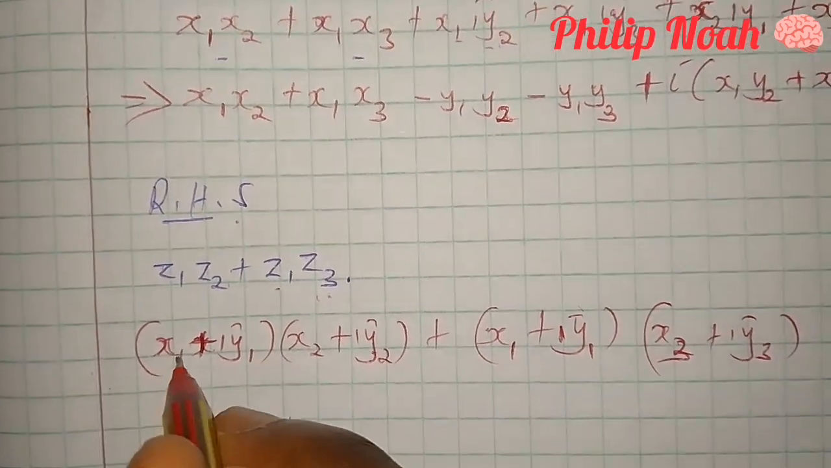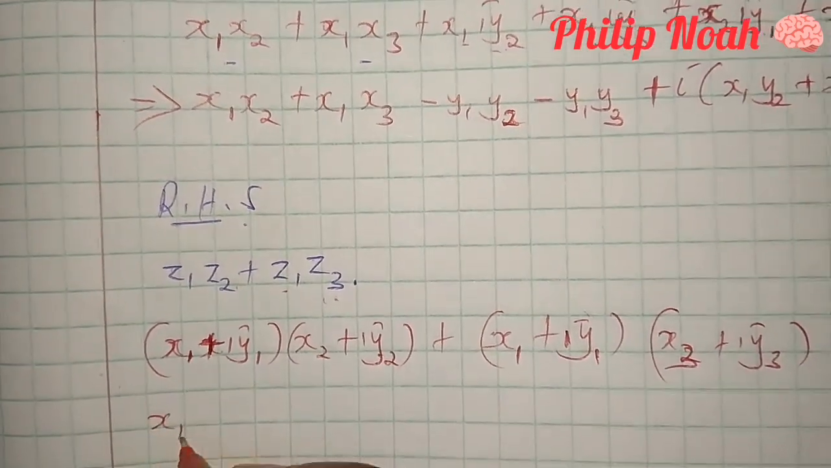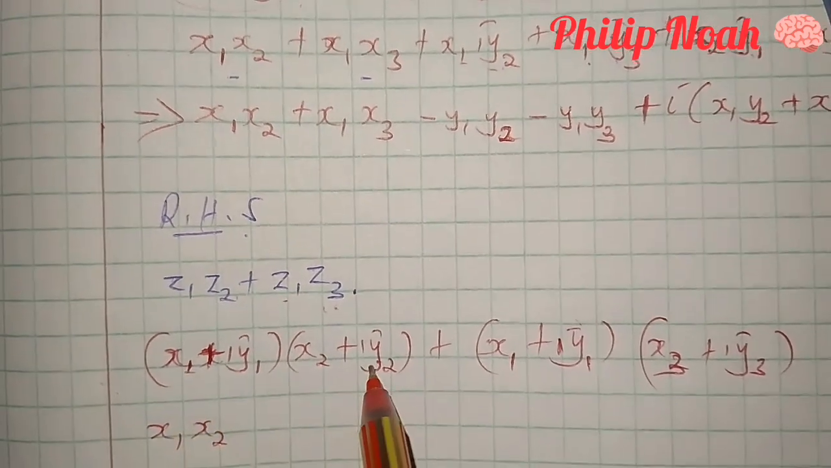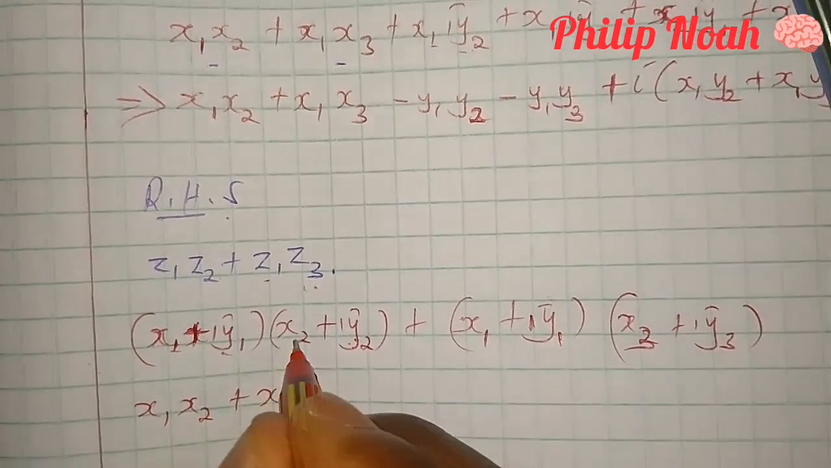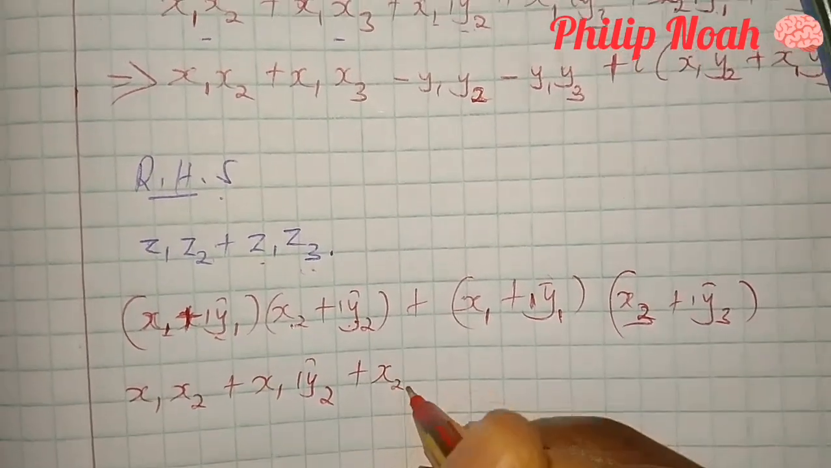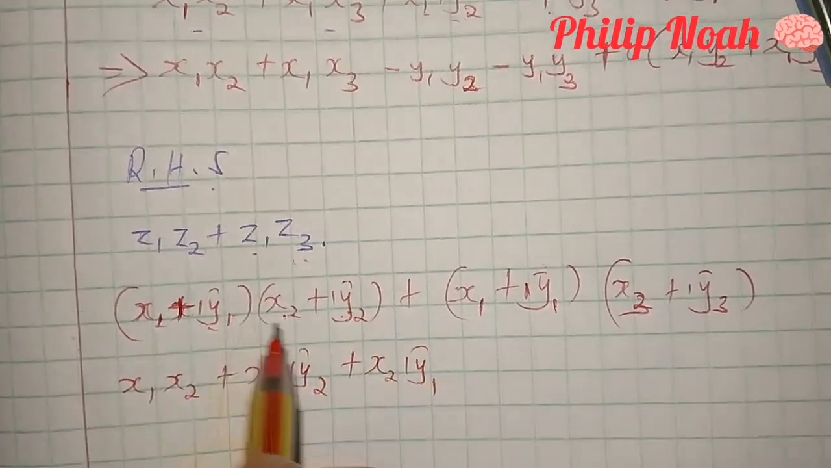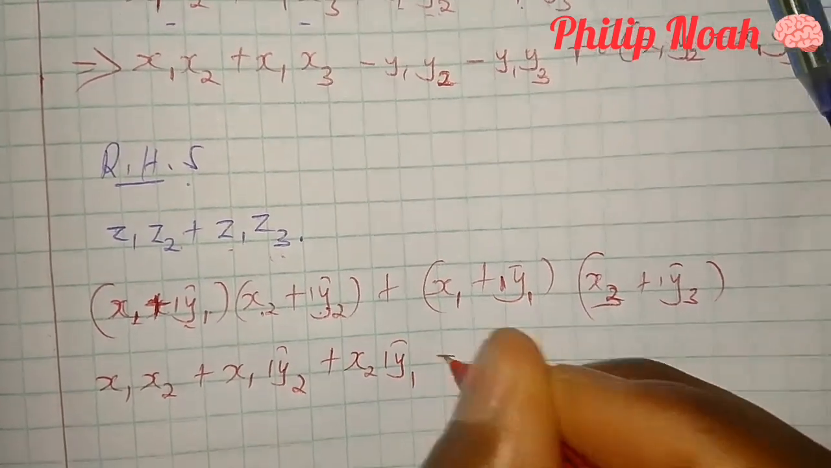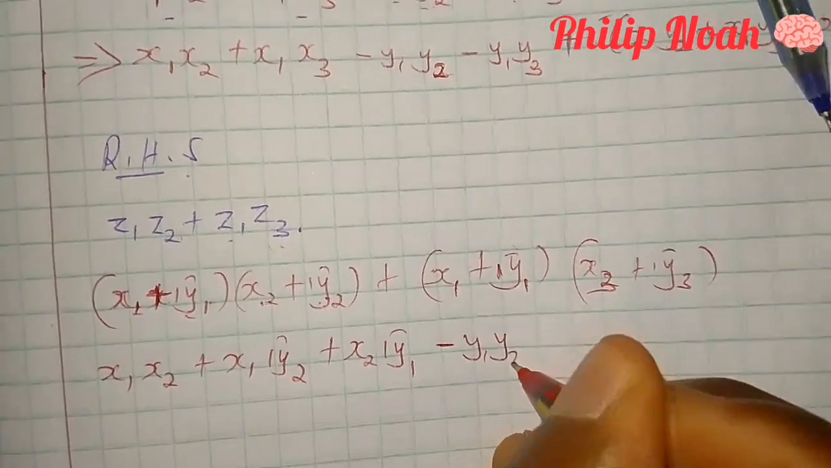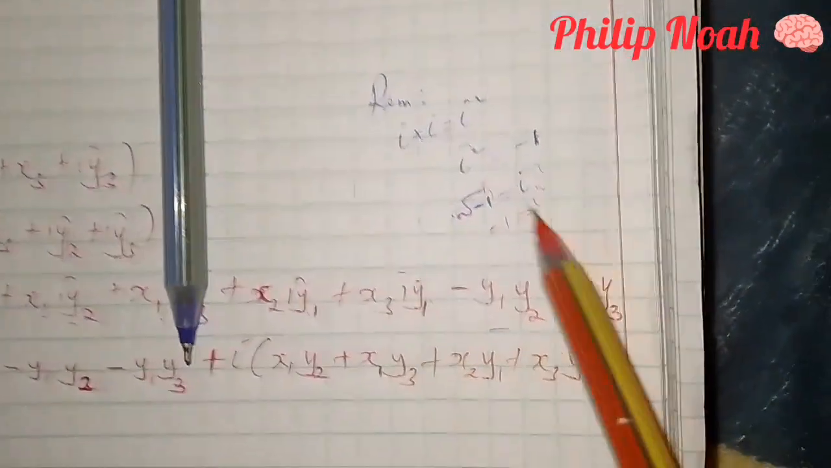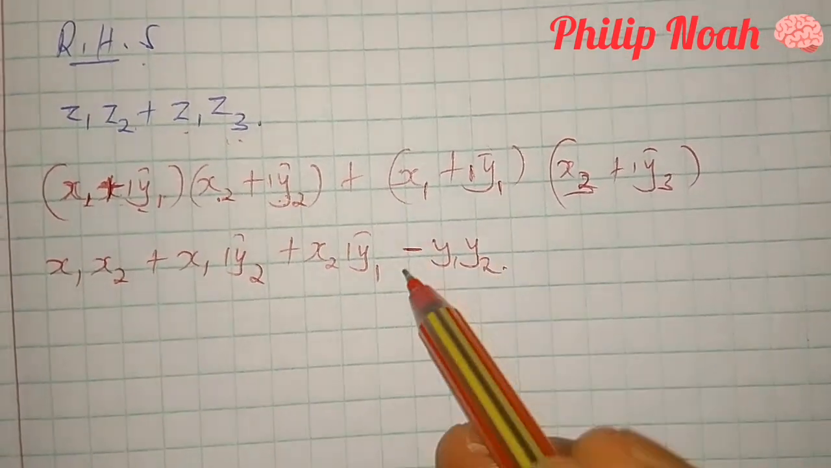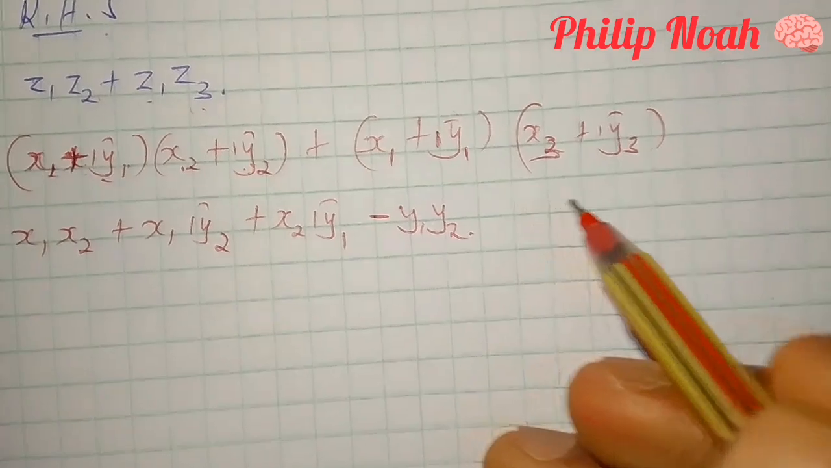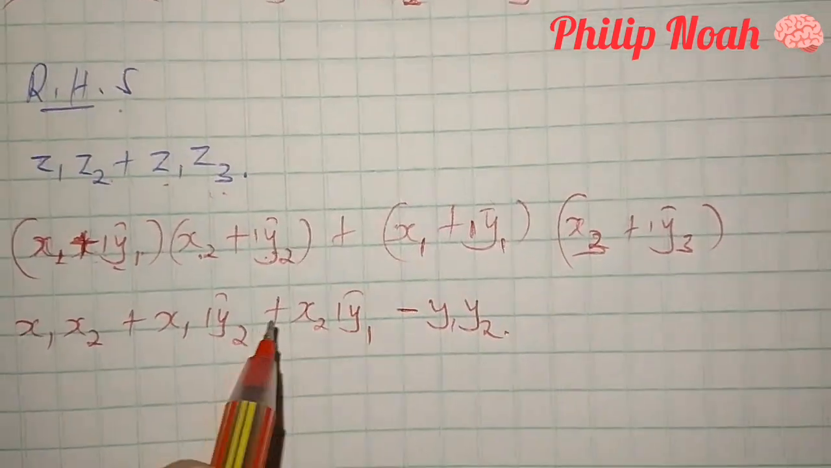Are we there? So we take this x1, we multiply by x2, it's x1, x2. We take this, we multiply by this, it's plus x1 iy2. We take this, we multiply by this, we get plus x2 iy1. We take this, we multiply by this, we get a negative y1 y2. Remember this, because this and this and this i gives us i squared. That converts this positive sign into a negative sign. Are we there? We are done with this one.